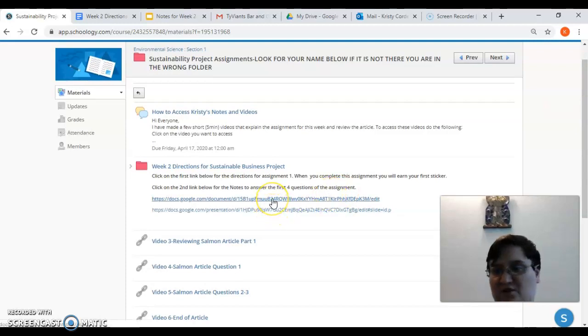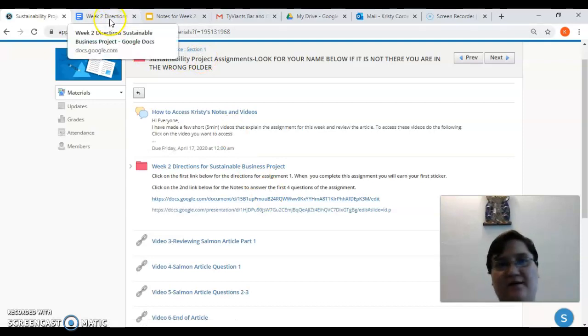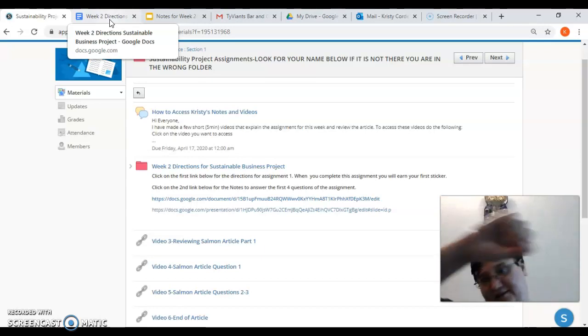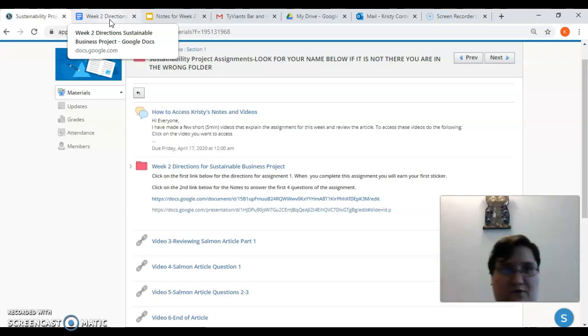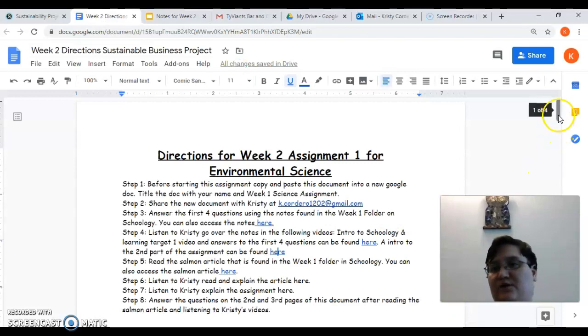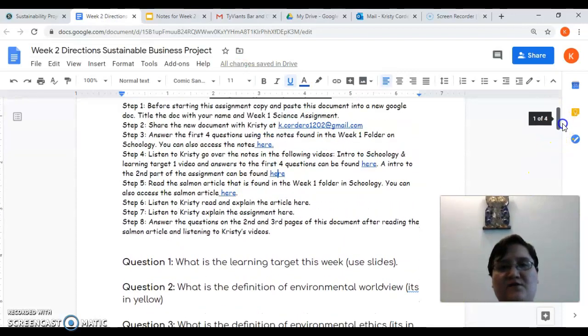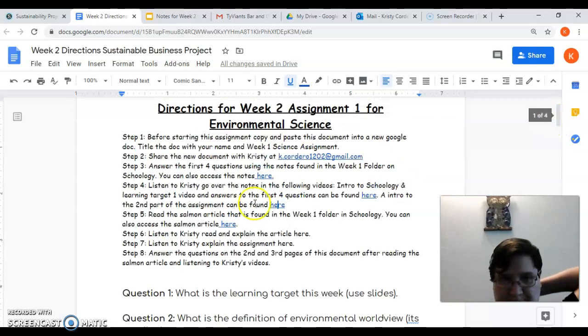The first link should be for your directions, but you should actually already have your doc that says your name and then the answers to the first 4 questions and then all the questions, right? So we're going to pull that doc out first here. Also, if you look up at the directions here, we have done step 1, step 2, step 3. You have listened hopefully to the first 2 videos on here, so this video and this video.